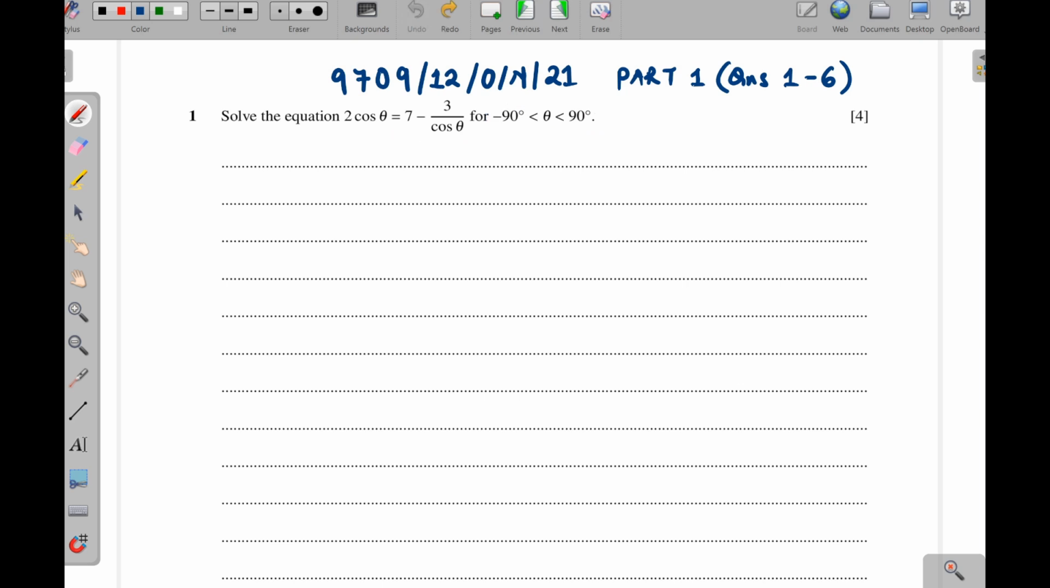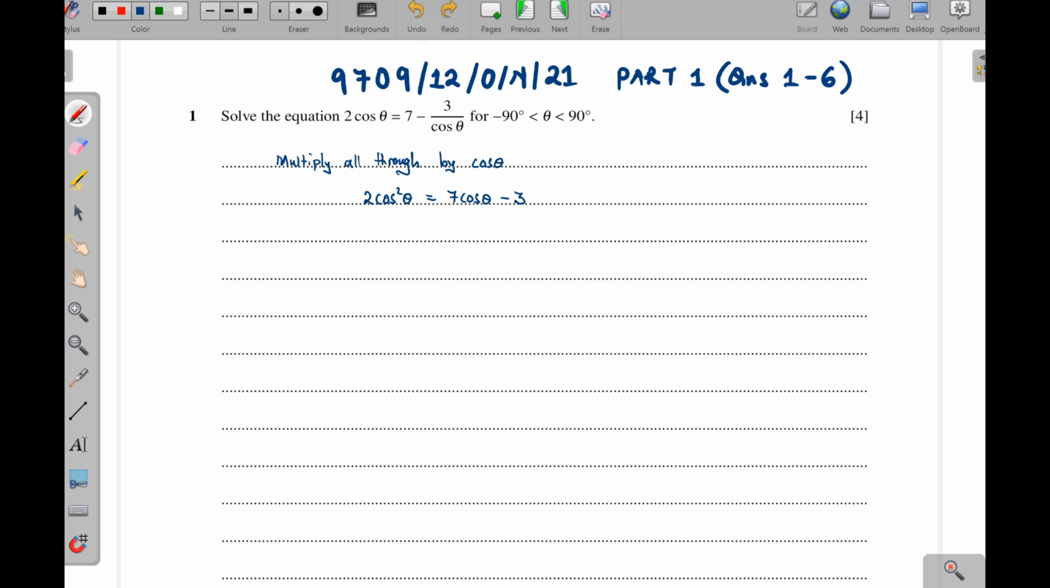So what I can do is to cross multiply, or multiply all through by the cosine of theta. When I do so, I will be eliminating this. So multiply here by cosine of theta, you get 2 cos squared theta. Then here you will get 7 cosine of theta, and then multiply here by cos theta. Of course, that one disappears, we have a 3.